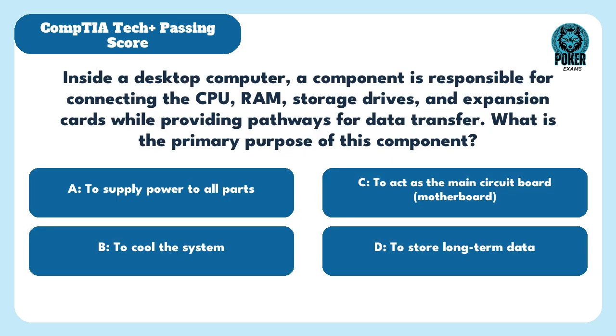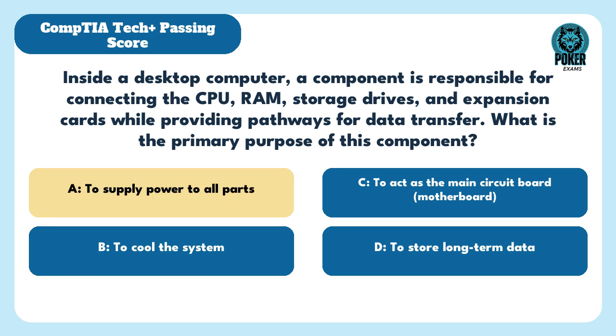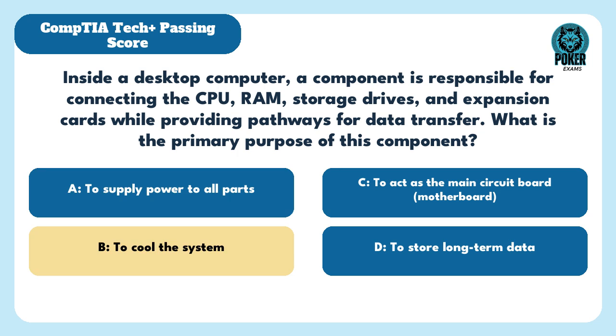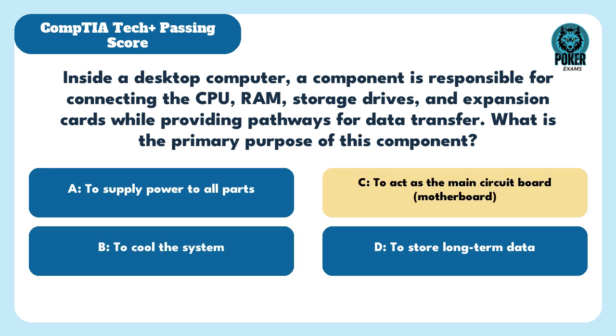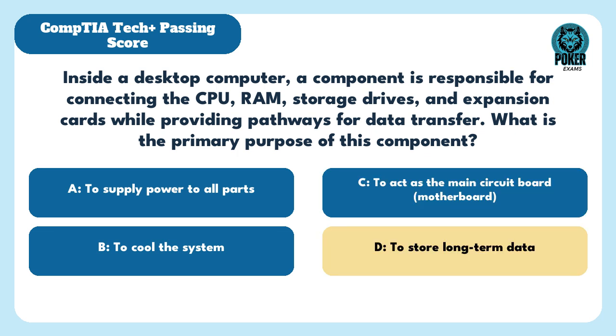Question 6. Inside a desktop computer, a component is responsible for connecting the CPU, RAM, storage drives, and expansion cards while providing pathways for data transfer. What is the primary purpose of this component? Option A, to supply power to all parts? Option B, to cool the system? Option C, to act as the main circuit board, motherboard? Option D, to store long-term data?